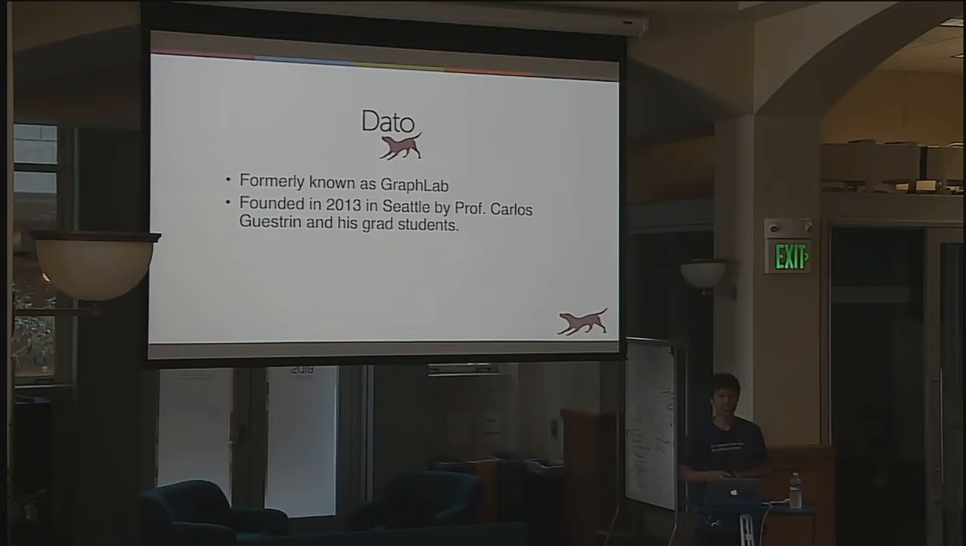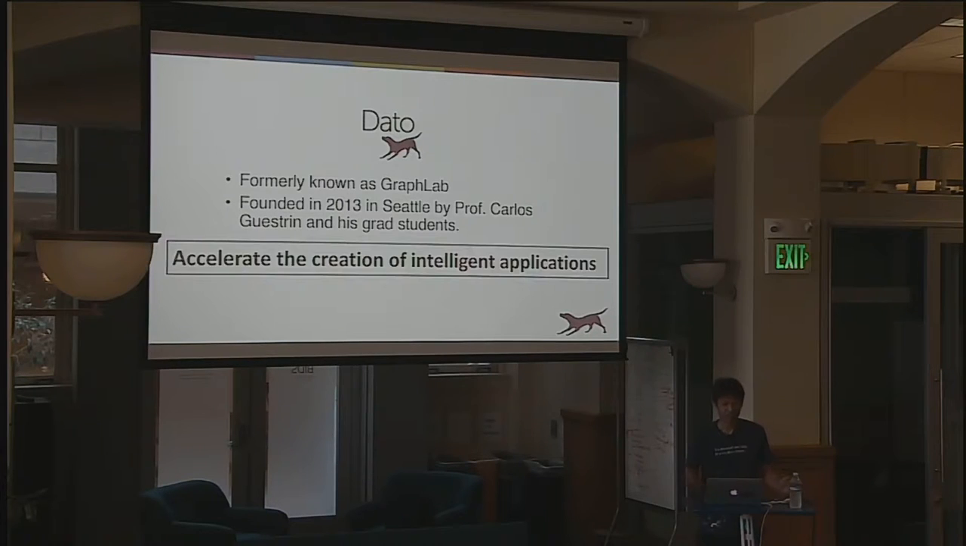A few words about Dato. We were formerly known as GraphLab. We changed our name this January. We were founded in 2013, 2 years ago, in Seattle, by Carlos and his grad students, including me. And our mission is to accelerate the creation of intelligent applications.